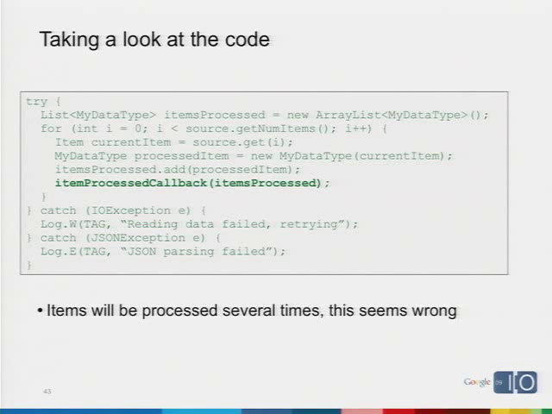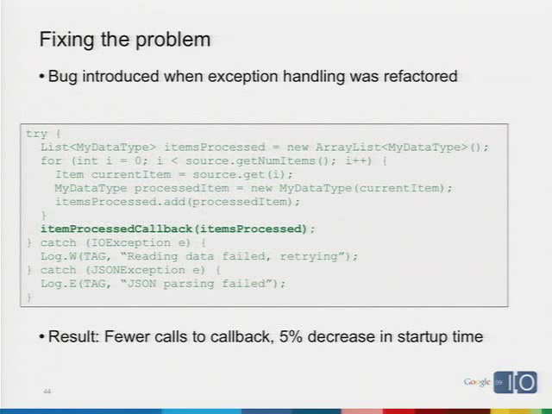So this seems wrong. It's possible there's a scenario where this is right, but it seems odd. And I look back over the code, and indeed this was odd and a mistake that was added when the exception handling code was refactored. So the simple fix is to move this outside of the fetch loop and have it run after. So obviously this results in fewer calls to the callback methods, and it decreased startup time by about 5%. And this time it's really about 5%.